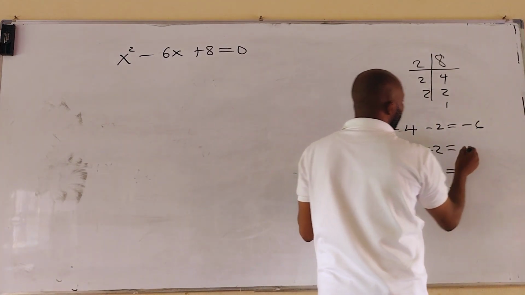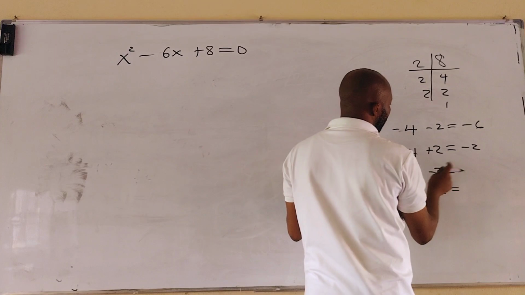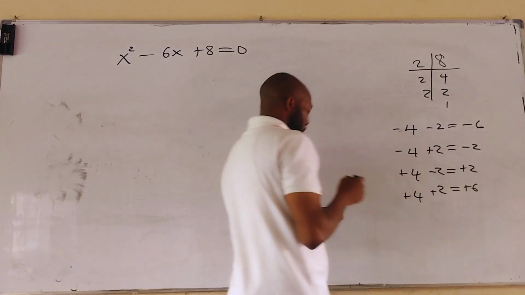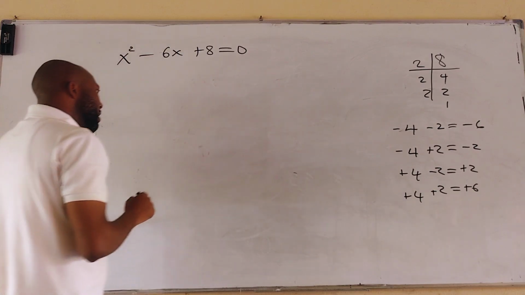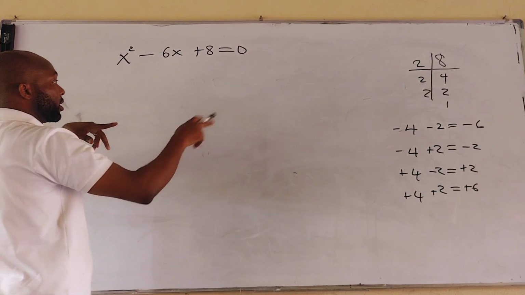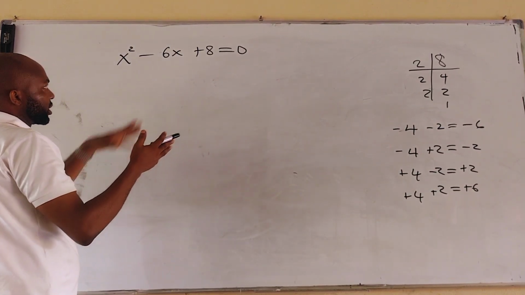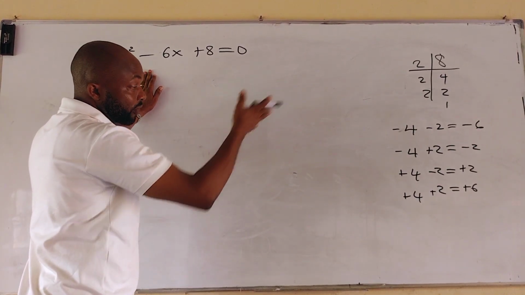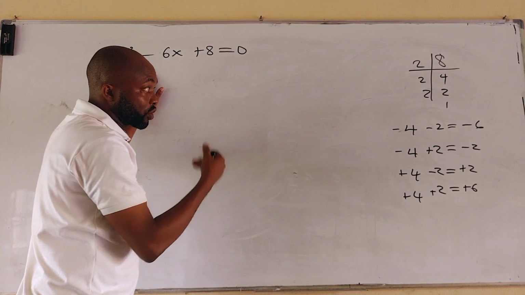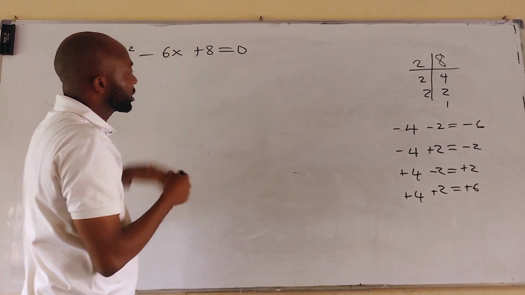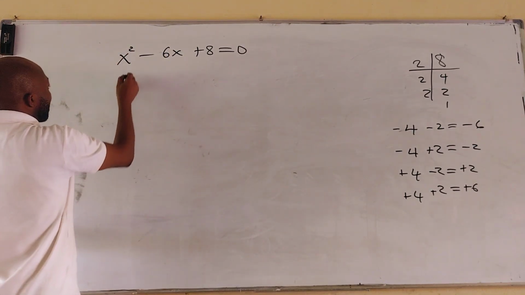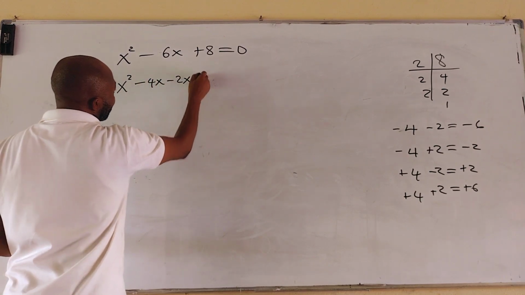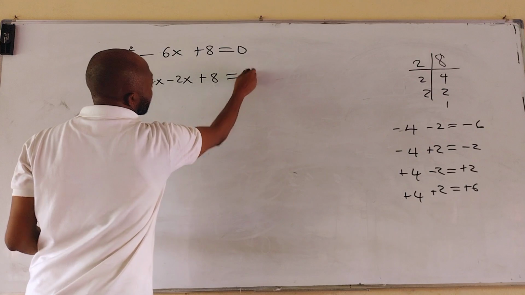Minus 4 plus 2 is minus 2. Plus 4 minus 2 is plus 2. And this is plus 6. So when you look, you see that we have minus 6 there in the first one. Minus 4 minus 2 is minus 6. And minus 4 times minus 2 is plus 8. So we're going to make use of the first illustration to replace this minus 6x. So I now have x squared minus 4x minus 2x plus 8 is equal to 0.